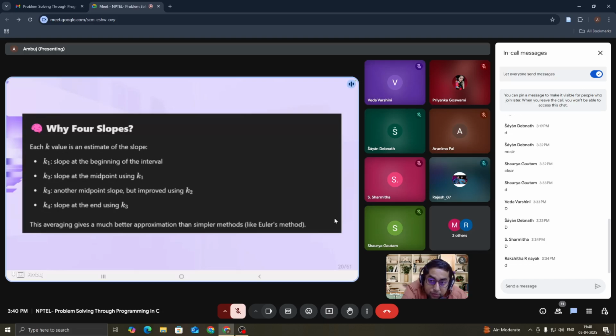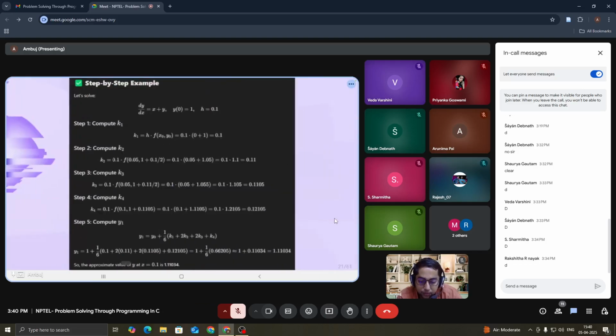K1 is the slope at the beginning of the interval. K2 is the slope at the midpoint using K1. K3 is another midpoint slope but using the improved K2. And K4 is the slope at the end using K3. Then averaging gives a much better approximation than the simpler methods, such as the Euler method.